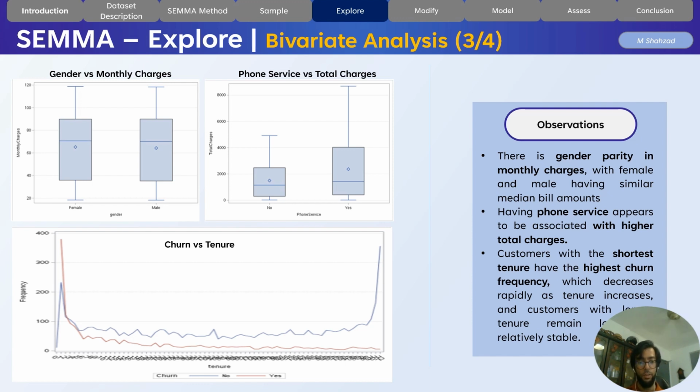Now, if we see the last graph, we can see that the customers with the shortest tenure have the highest churn rate. This means they are more likely to churn and cancel their service within a short period of time. But as the tenure increases, the churn rate drops significantly.